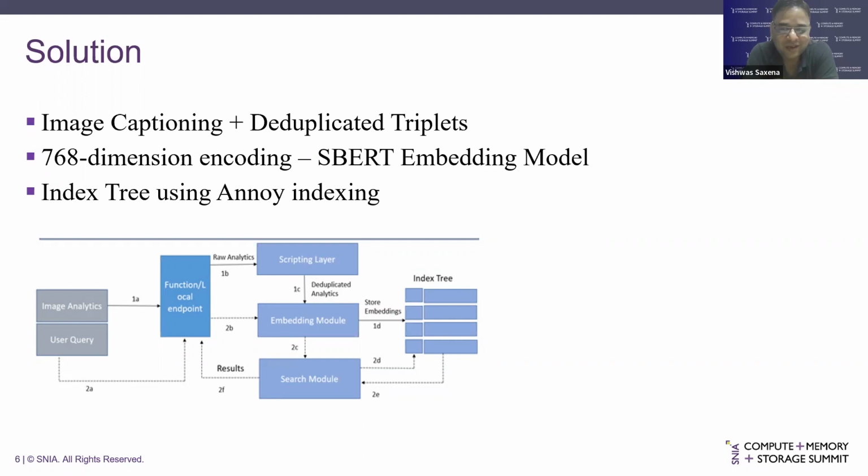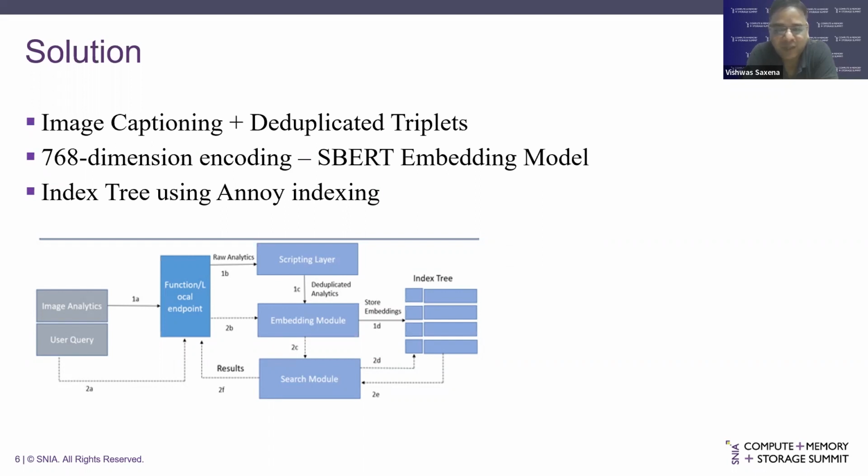So in the first image pipeline, once the image is uploaded, there is a functional local endpoint for a deep learning model, which will take the raw analytics from the deep learning model, and it will feed it to a scripting layer, which is going to deduplicate the triplets and basically pass it on to the embedding module, the SBERT, the sentence transformer model, which is going to generate the embedding vector of a 768 dimension encoding vector, which will be then fed to the indexing layer, which will generate the index tree using Annoy indexing. So that completes the image pipeline.